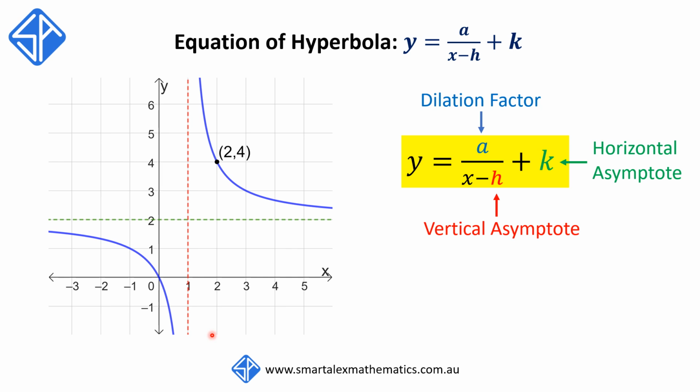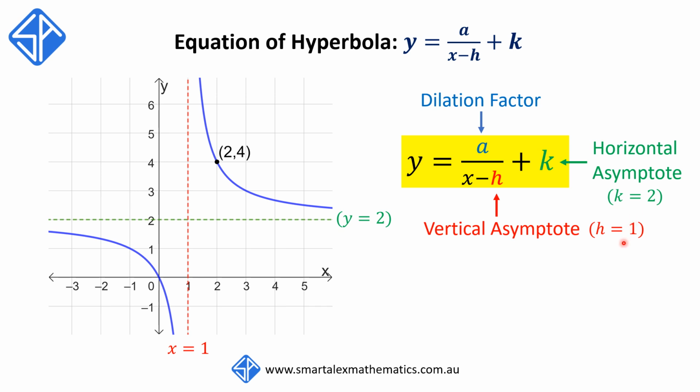If we look at this graph, we can see that this hyperbola has a vertical asymptote at x is equal to 1. So this means that our h value is simply going to be h is equal to 1. The hyperbola also has a horizontal asymptote at y is equal to 2. So this means that k is going to take on the value of k is equal to 2.